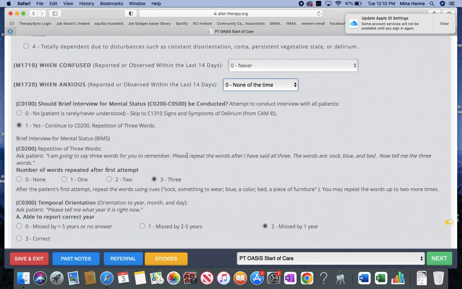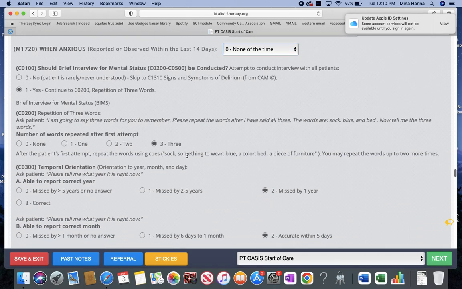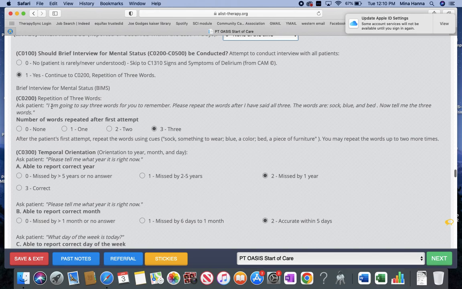This is where the new OASIS comes in, by the way. So this is the area where it's going to be new to everybody. It's all about cognitive. It has nothing to do with physical therapy, unfortunately, or occupational therapy or anything. They just want you to find out a little bit more information about these patients regarding their retention of memory and whatnot, their mental status.